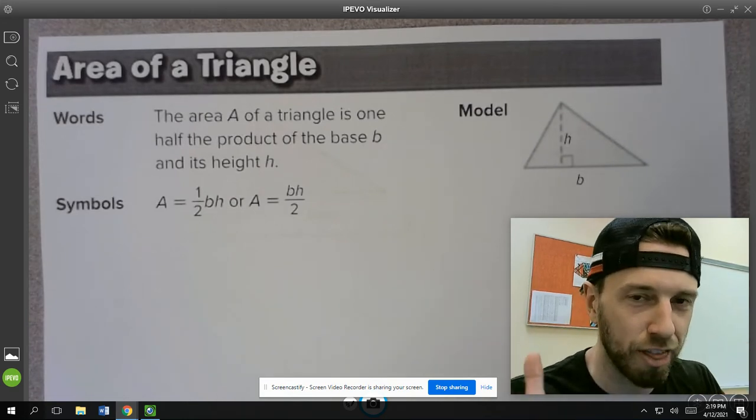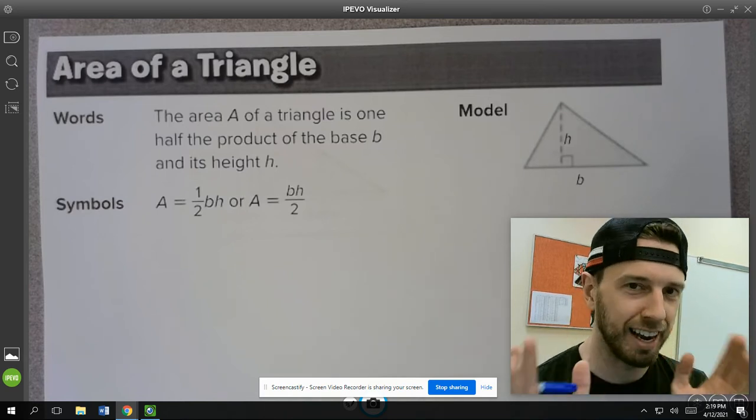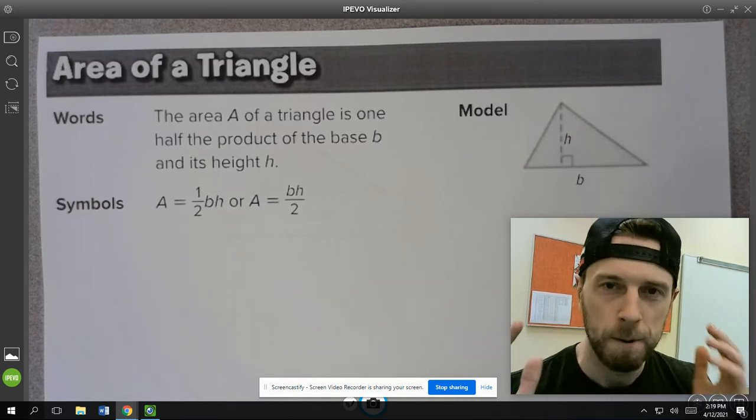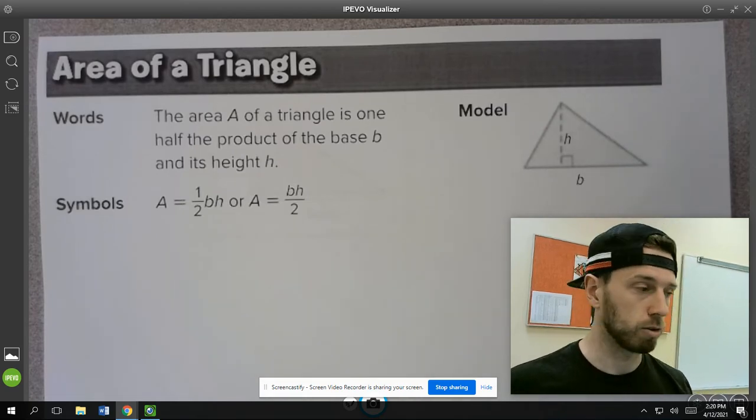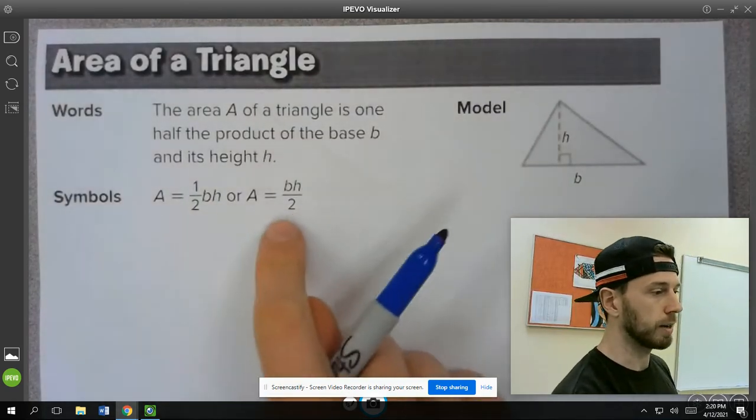And that is all there is to it. You find the area of a parallelogram, you cut it in half, which just means divide it by 2, and you have your answer to the area of a triangle. That's exactly what we do today. And here's what it looks like.